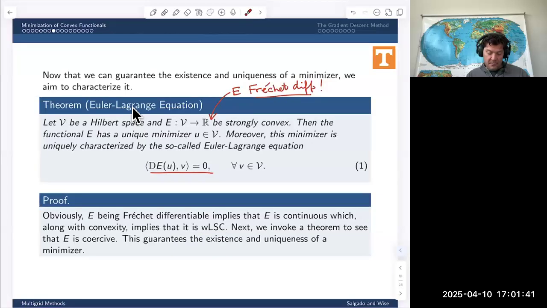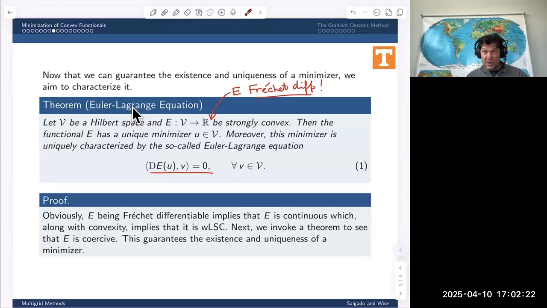Next, we invoke a theorem to see that E is coercive. There was another theorem that says that if we have a convex functional that is weakly lower semi-continuous and Fréchet differentiable, then it's also coercive. This guarantees right away the existence and uniqueness of a minimizer based on our previous corollary. The previous corollary guarantees that we now have a unique minimizer. It exists and it has to be unique.